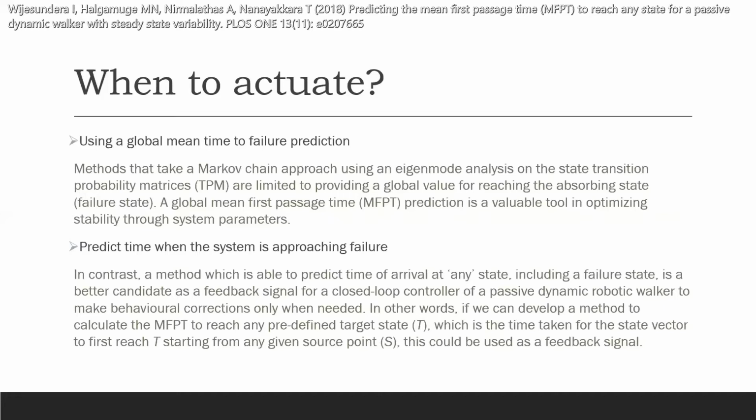But in contrast, a method which is able to predict time of arrival at any state, including a failure state, is a better candidate for a feedback signal for a closed-loop controller of a passive dynamic robotic walker, in order to make behavioral corrections only when needed. So in other words, if we can develop a method to calculate the mean first passage time to reach any predefined target state, which is the time taken for the state vector to first reach a target T starting from any given source point S, that would be more useful as a feedback signal.